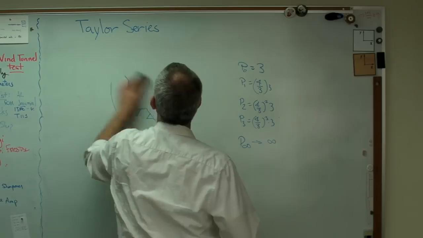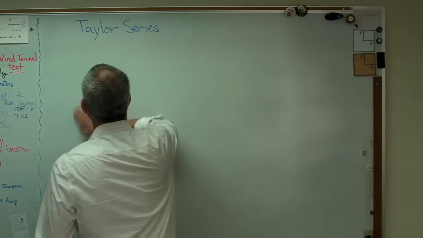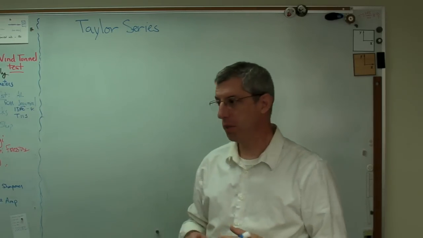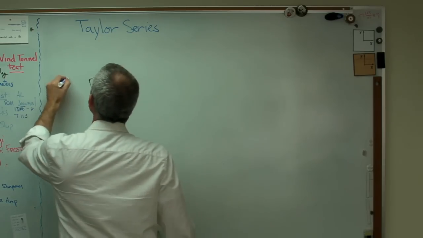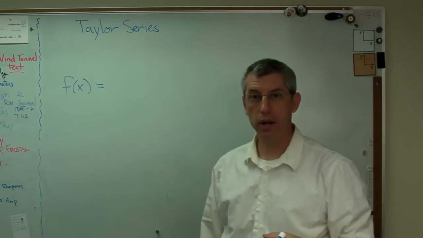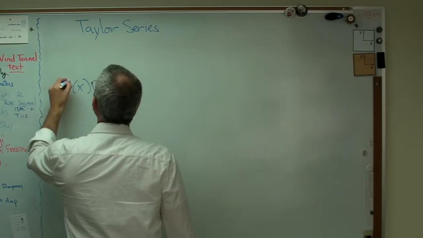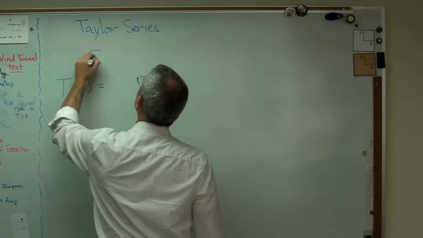Okay, so here's what I want to do. I'm going to write out what a Taylor series looks like. Okay, I'm going to write this out, and then I'm going to explain to you how this works, okay? So I can make an approximation to a function. I'm going to call this T for Taylor.